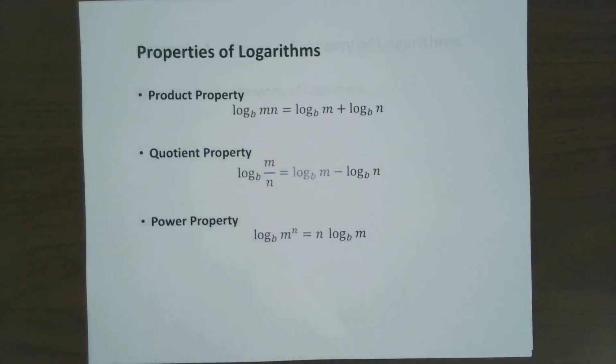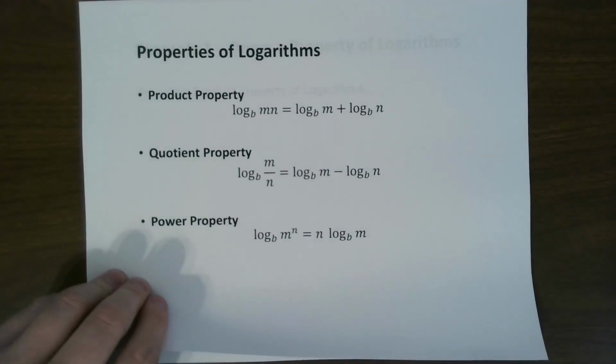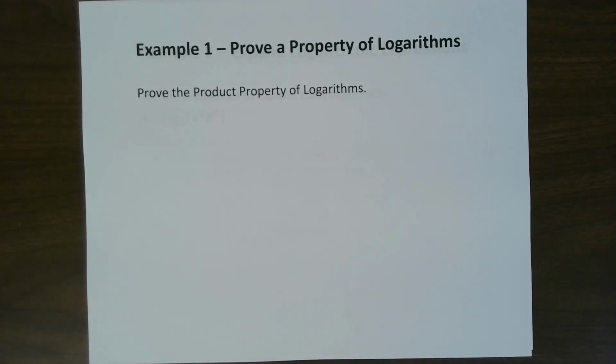And they follow the exact same rules as that, and they're basically called the same thing. So we've got the product, quotient, and power property. There are a bunch of shortcuts for it that I will show you for sure. So let's go ahead and start by proving the product property.